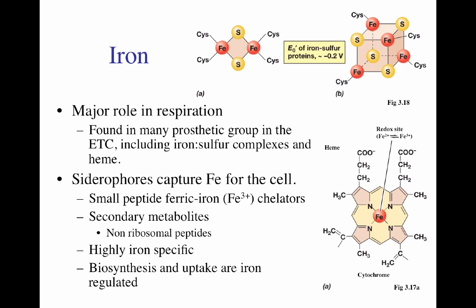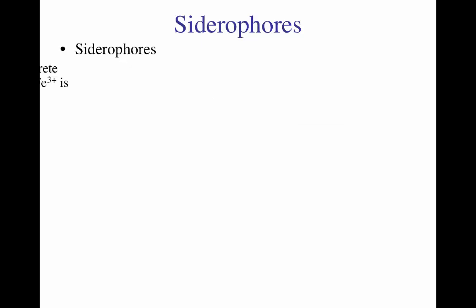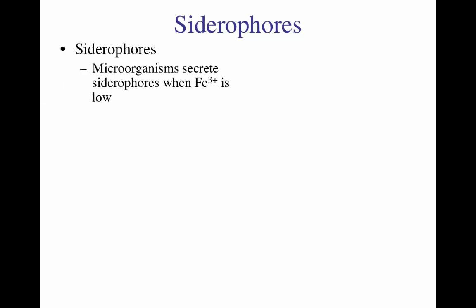But basically, when the cell is in need of iron, the iron-binding proteins that sense the amount of iron are going to be made. The siderophores then are going to be generated, and those are going to be released to the cell's environment to capture iron. And then they're going to be brought inside. So the siderophores are made when the cell is low on iron.